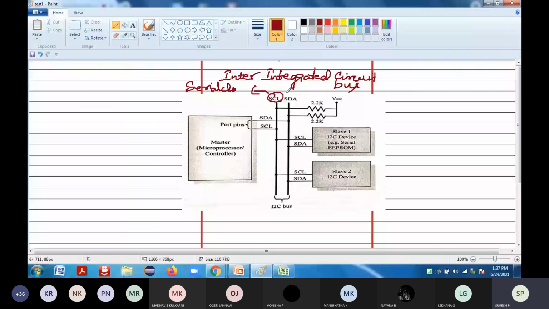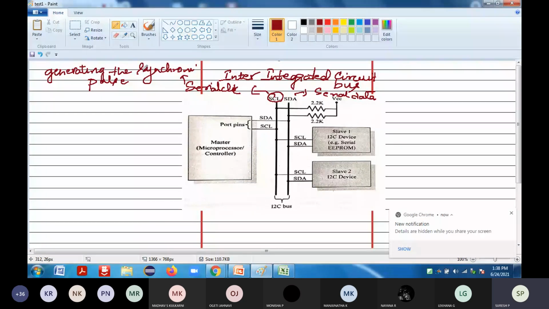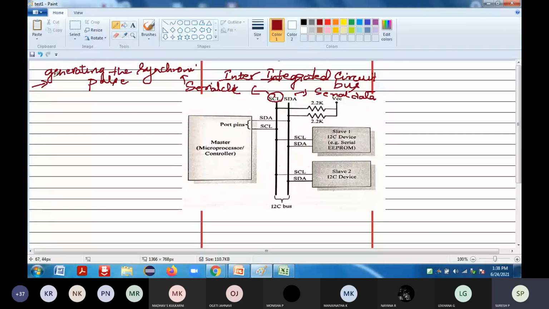Now, the SCL line is mainly responsible for generating the synchronizing clock pulses. What do you mean by a synchronization pulse? To communicate with any of the devices, I have to establish the connection with that particular device.